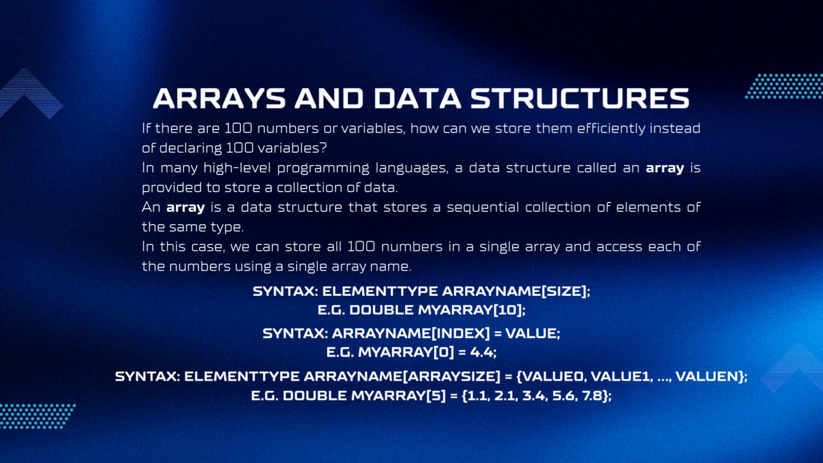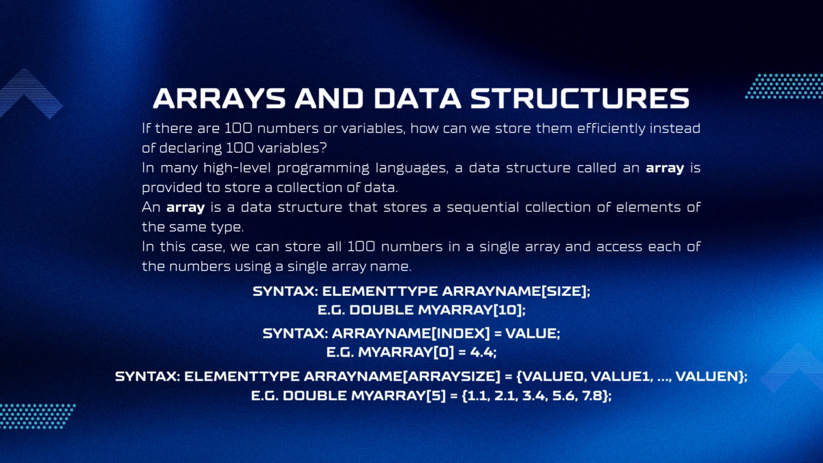a single array name. To declare an array, we use the syntax element type followed by the array name and its size. The element type can be any data type, and the array will store that data type. Size must be a constant integer greater than 0. The example declares an array of 10 double-type elements. The compiler gives space for 10 double elements for an array called myArray and fills them with arbitrary values.